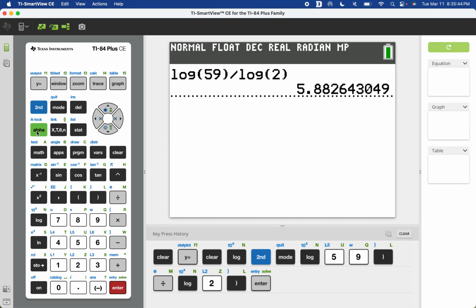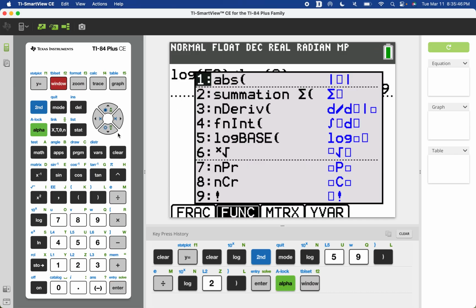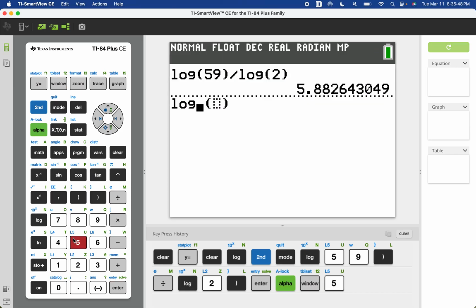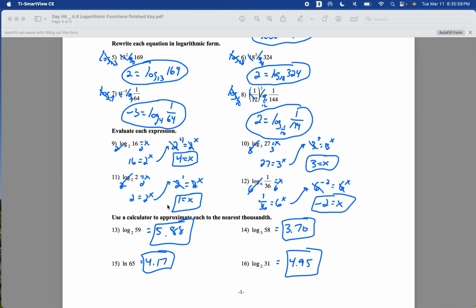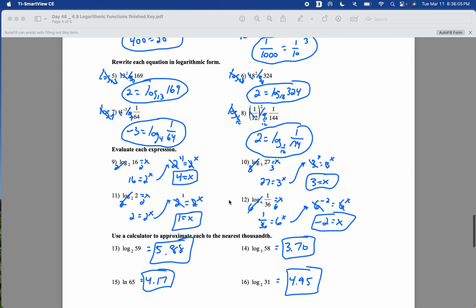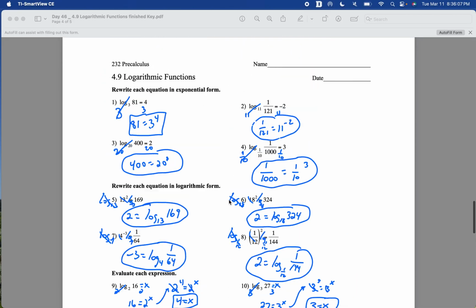Okay, for the people with a newer calculator, alpha window, number 5, and then just punch it in like that. 2 and 59. All right, so that's the same answer. Okay. So again, check those answers, make sure they're right. If they're not right, ask a friend, see what you're doing wrong, and then try to figure it out.